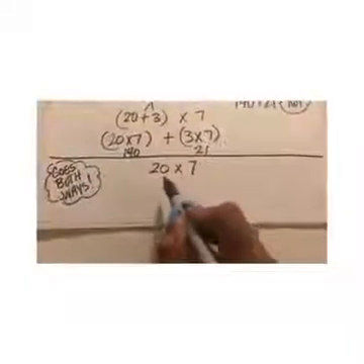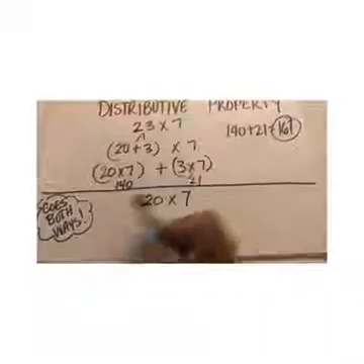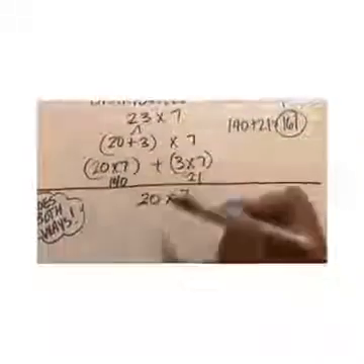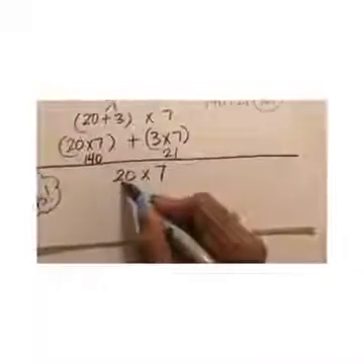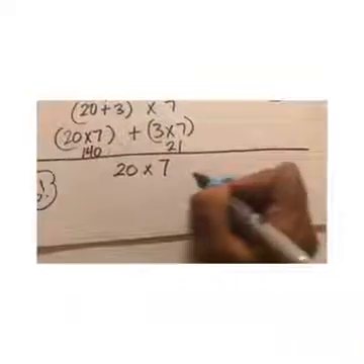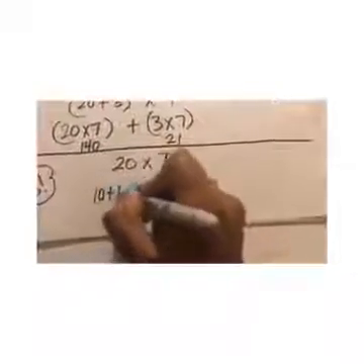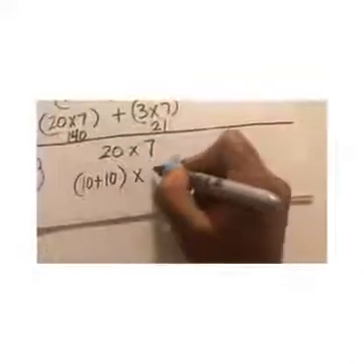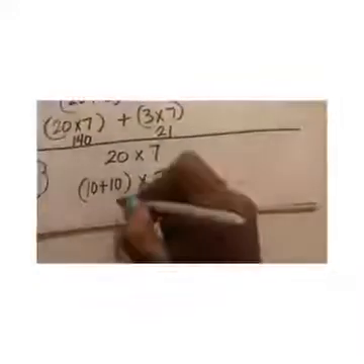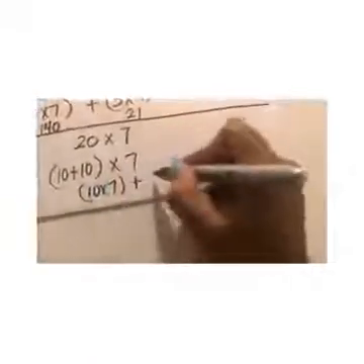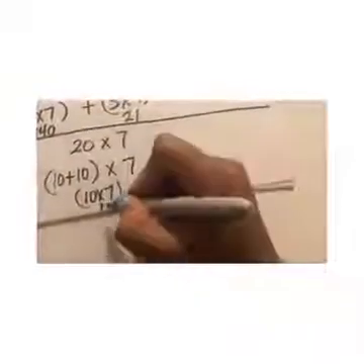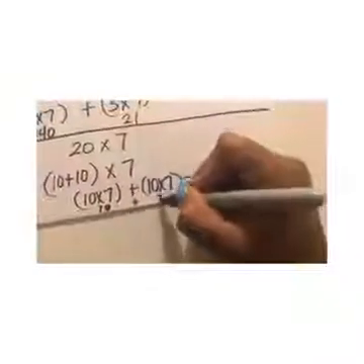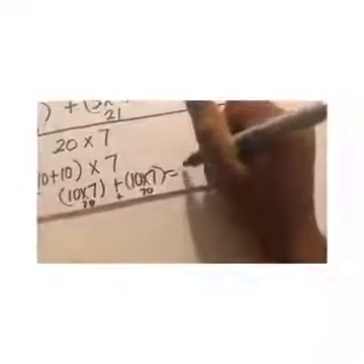This is a different problem, but I just wanted to show you that the distributive property can go both ways. I can break something up and it doesn't have to just be tens and ones. I don't know 20 times 7, but I know what 10 times 7 is. And I know 10 plus 10 is 20. So I can do 10 plus 10 times 7, so I can do 10 times 7 plus 10 times 7. So I know that 70 plus 70 is 140, right?